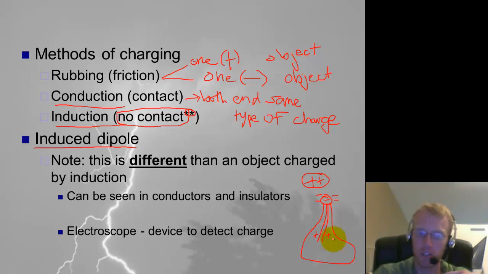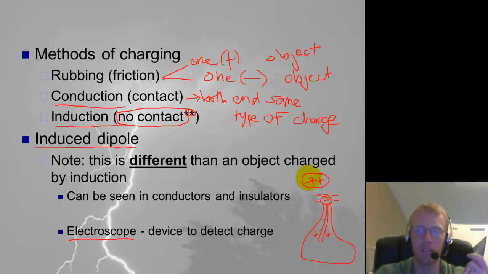So an electroscope can't really tell you whether the object is positive or negative, but it can tell you if it's charged or if it's neutral. If you were to bring a neutral object here, it wouldn't attract or repel. This would stay neutral, and the two little wires dropping down wouldn't move at all.